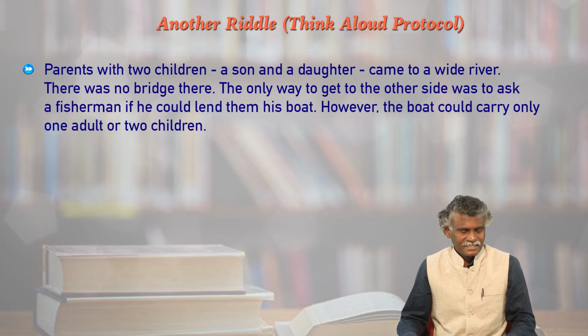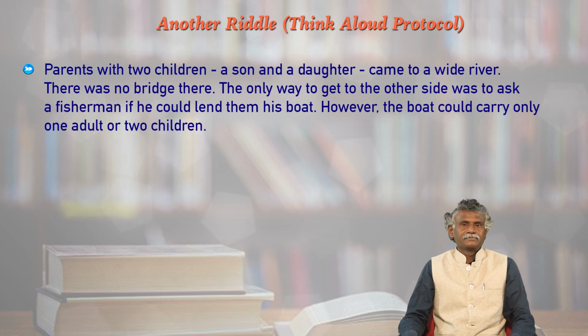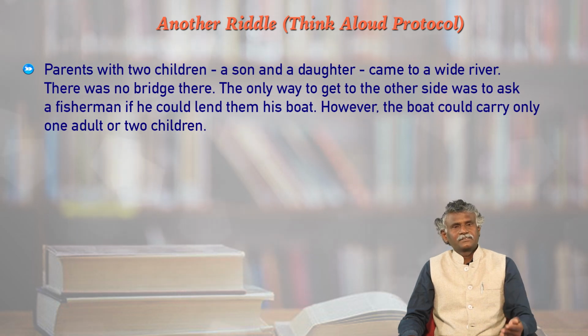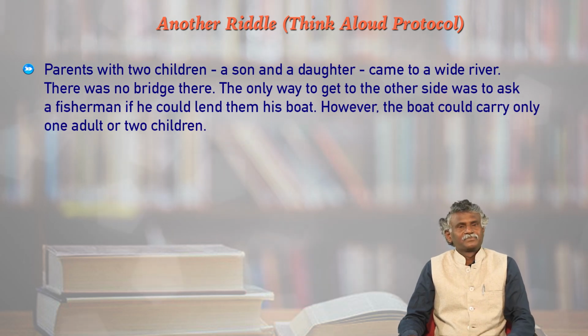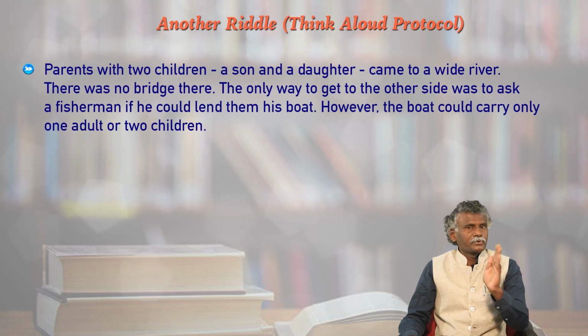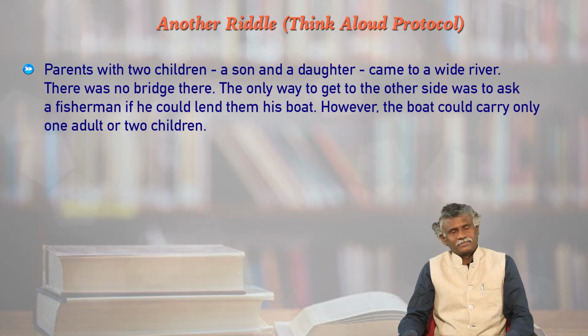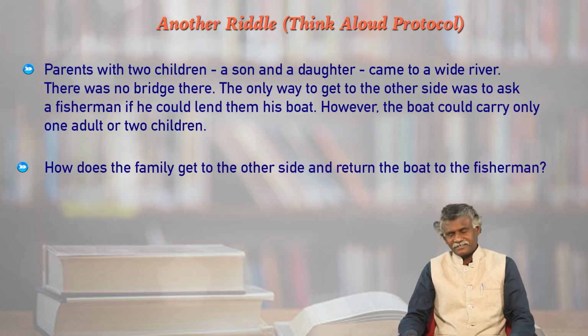Next, again another riddle, slightly difficult. Parents with 2 children, a son and a daughter, came to a wide river. There was no bridge there. The only way to get to the other side of the river was to ask the fisherman if he could lend them his boat. However, the boat could carry only one adult or two children. How does the family get to the other side and return the boat to the fisherman?